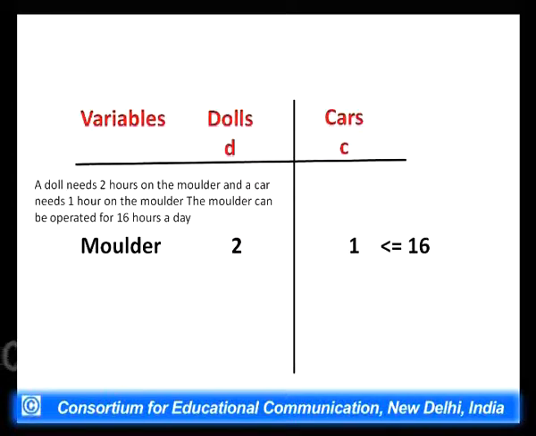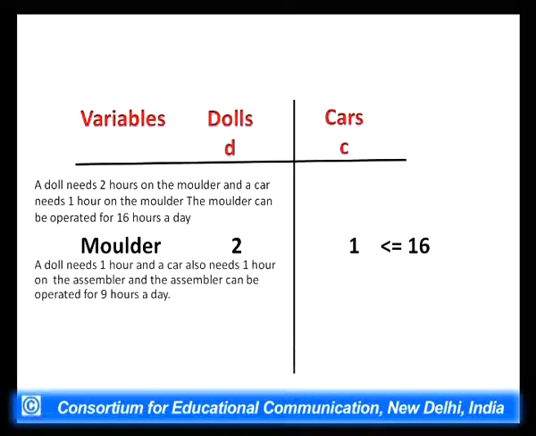Now similarly the other statement: a doll needs 1 hour and a car also needs 1 hour on the assembler, and we are recording this for the assembler machine. The assembler can be operated for 9 hours a day, so its capacity is 9 hours per day. How to record it? We will write assembler, 1 hour under the dolls and 1 hour under the cars, and its capacity is 9. That's why we have written less than equal to 9.